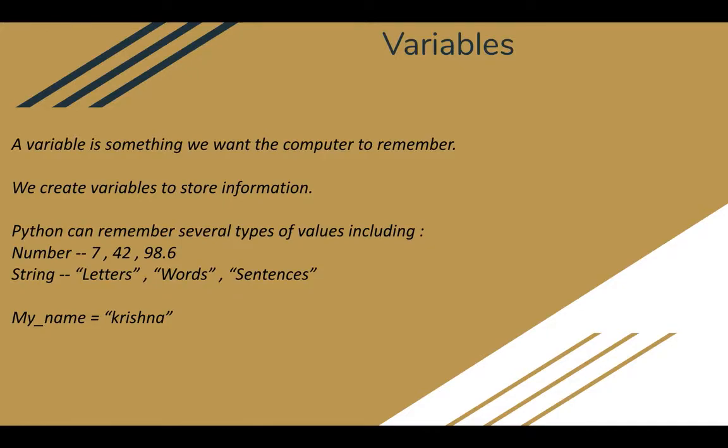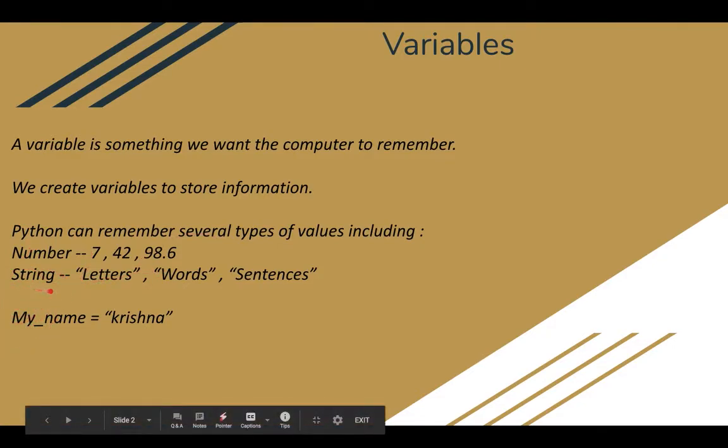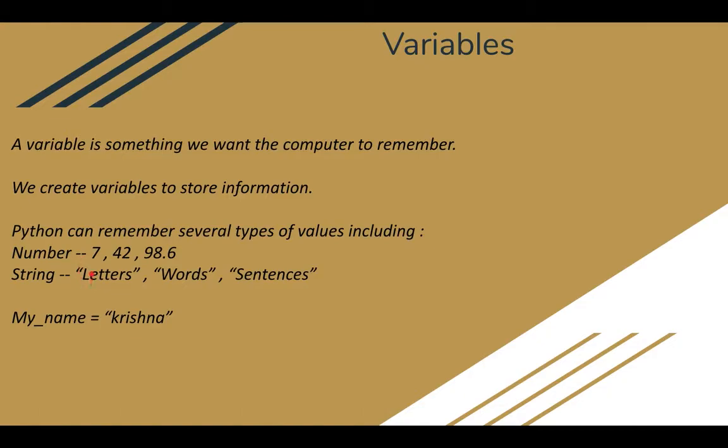They are like numbers, examples like 7, 42, and 98.6. You can see here the digital numbers. The second one is strings, like letters, strings like words, and strings like sentences.